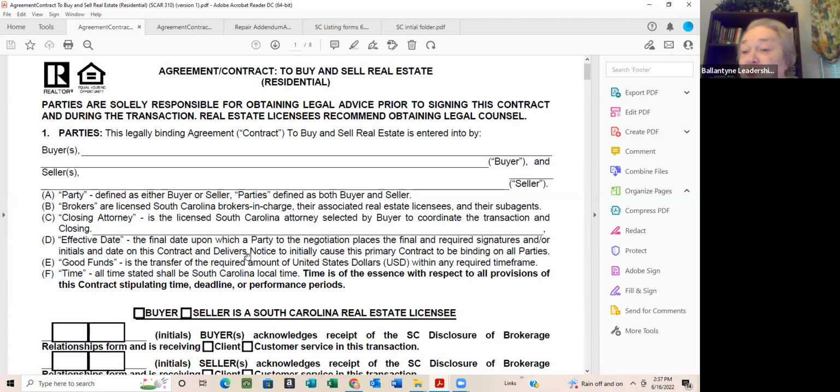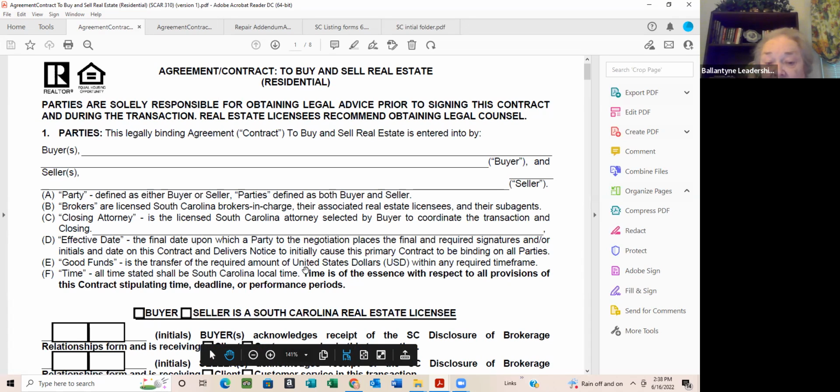It talks about delivering notice. Notice would be communicating, but that's just a different title for it. Good funds again is different. Good funds in South Carolina is just the United States dollar. That's what's called good funds in South Carolina. And time, let me tell you, time is really important in South Carolina. You'll see a lot of forms that have date and time, because up until this new version, you had so many things that were geared on the time of the day. So putting the time in is really critical.